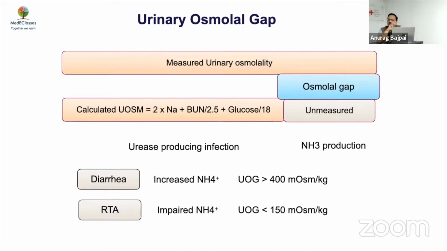So two ways to differentiate a GI loss versus RTA is to look at urinary anion gap, which will be positive in RTA, and urinary osmolar gap, which will be low in RTA. Urinary anion gap will be negative in diarrhea, and the osmolar gap will be high for diarrhea in that regard. Now, once you know this is RTA, before we go for the cases, just to summarize, you need to look at whether it is proximal versus distal.